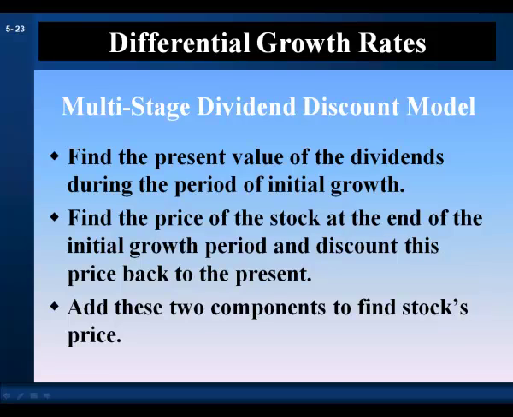We use what is called a multi-stage dividend discount model, which just means we estimate the firm's stock in 2 stages. We find the present value of the dividends during the period of initial growth. Then we find the price of the stock at the end of the initial growth period and discount this price back to the present, and add these 2 components to find the stock's price. Let's look at an example problem.